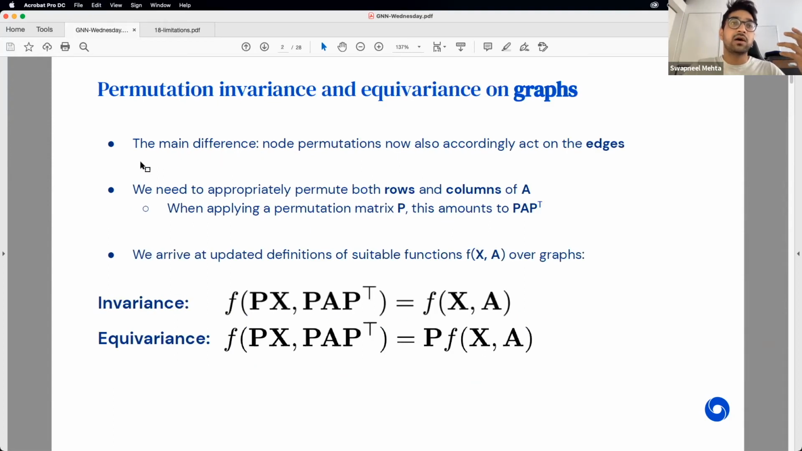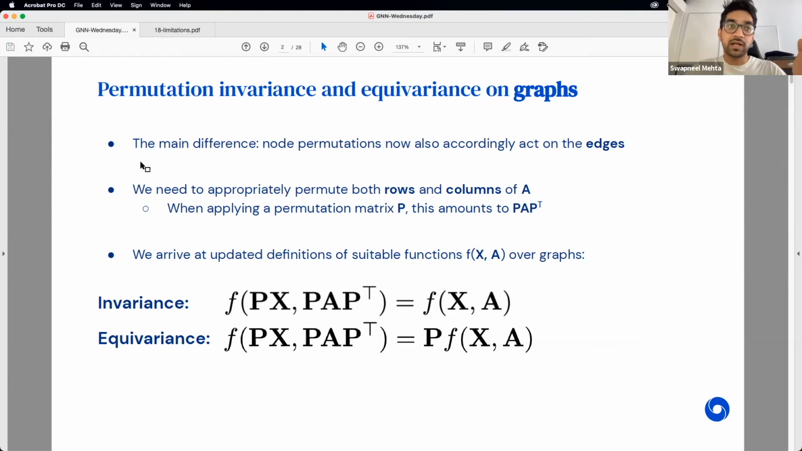Once we consider edges, this adjacency matrix A enters the picture, and we have two dimensions to care about, rows and columns. And so this Px translates into PAP transpose on the adjacency matrix, which is basically saying that if you permute x, then that is how you permute the adjacency matrix to obtain its corresponding representation. And consequently, the definitions for invariance and equivariance in this 2D case change a little bit.